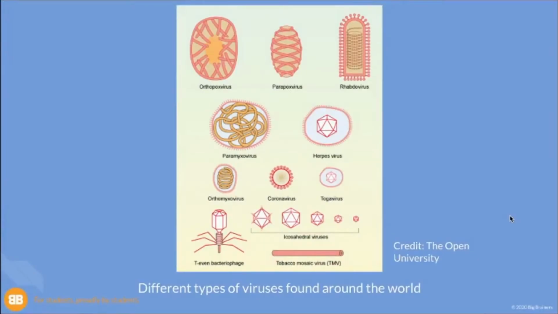Here in this picture, you can see some of the thousands of types of viruses found all throughout the earth. You can see that each virus, although they may look different, have the same basic structure of genetic material surrounded by a protein coat.